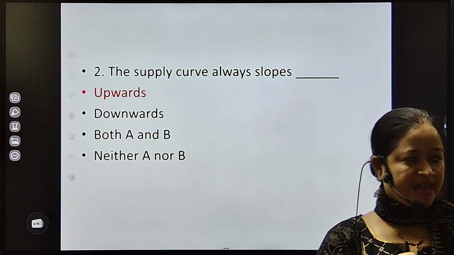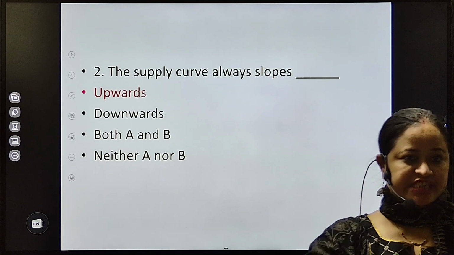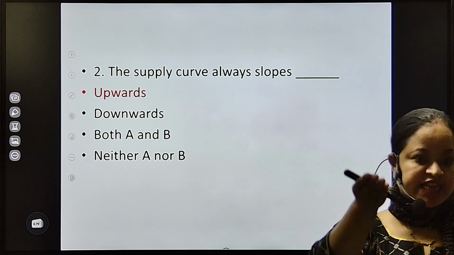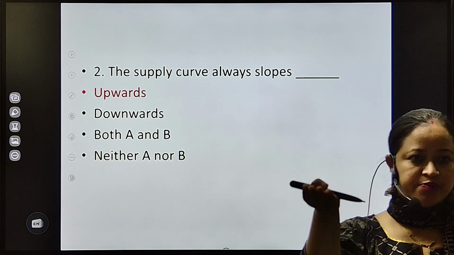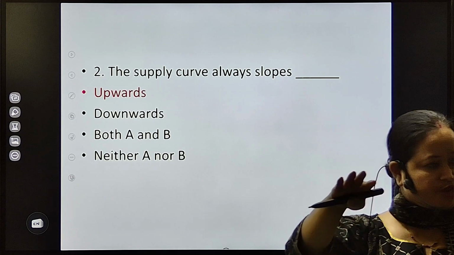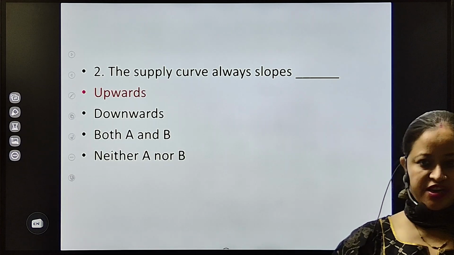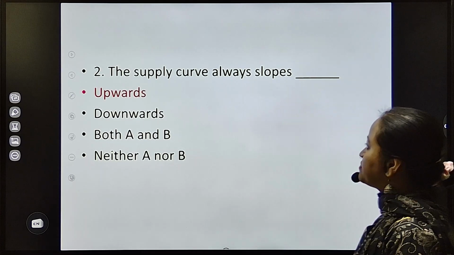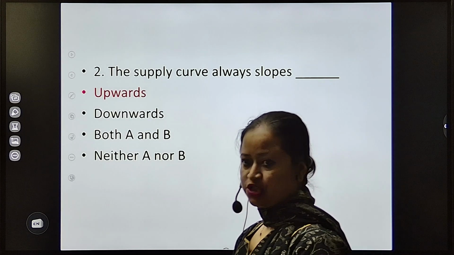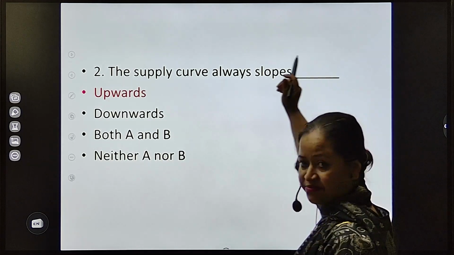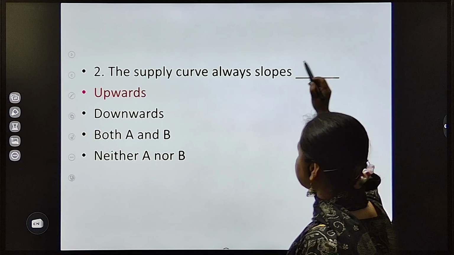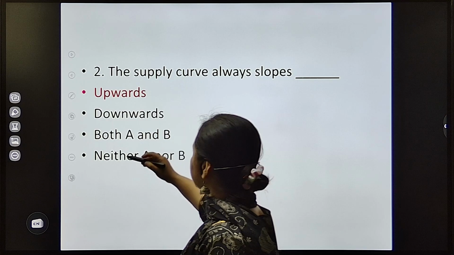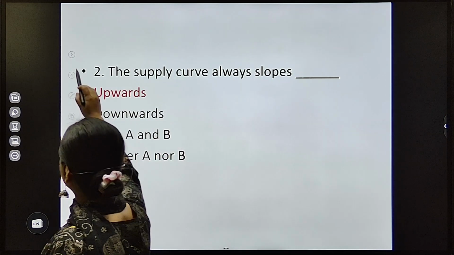Suppose I am one of the suppliers. In the market, when the price is going up, I'll go running and sell all the product. When price increases, supply also increases. When price decreases, supply also decreases. So here the supply curve always slopes upward. The supply curve is like this. Fine, so the other options are incorrect.